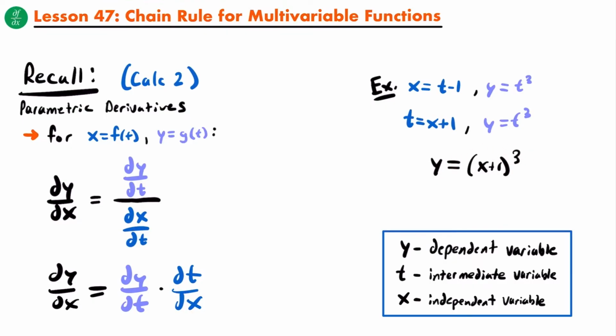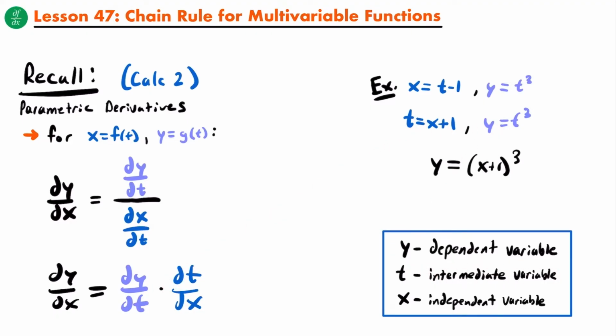All right, really what we did here is eliminate the parameter, something that we learned how to do in Calculus 2, but through that process, we are treating t as the intermediate variable, the variable that acts as a bridge between the dependent variable y and the independent variable x. Okay, so really, when we're taking a parametric derivative, we are once again making use of the chain rule, but where that parameter t is the intermediate variable.